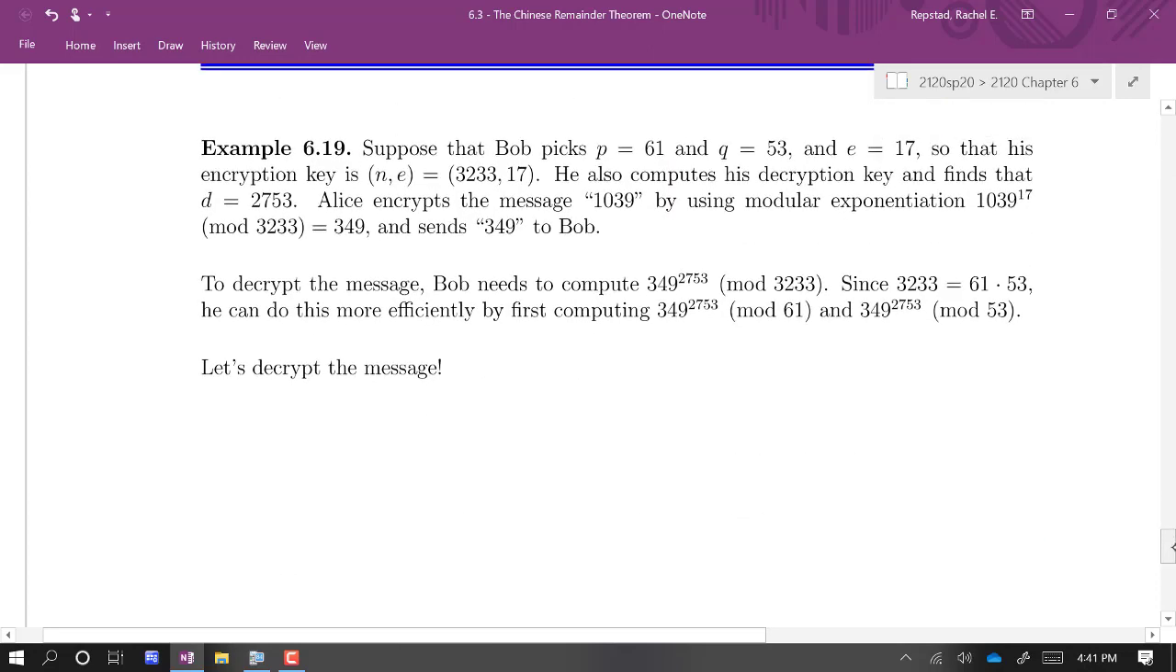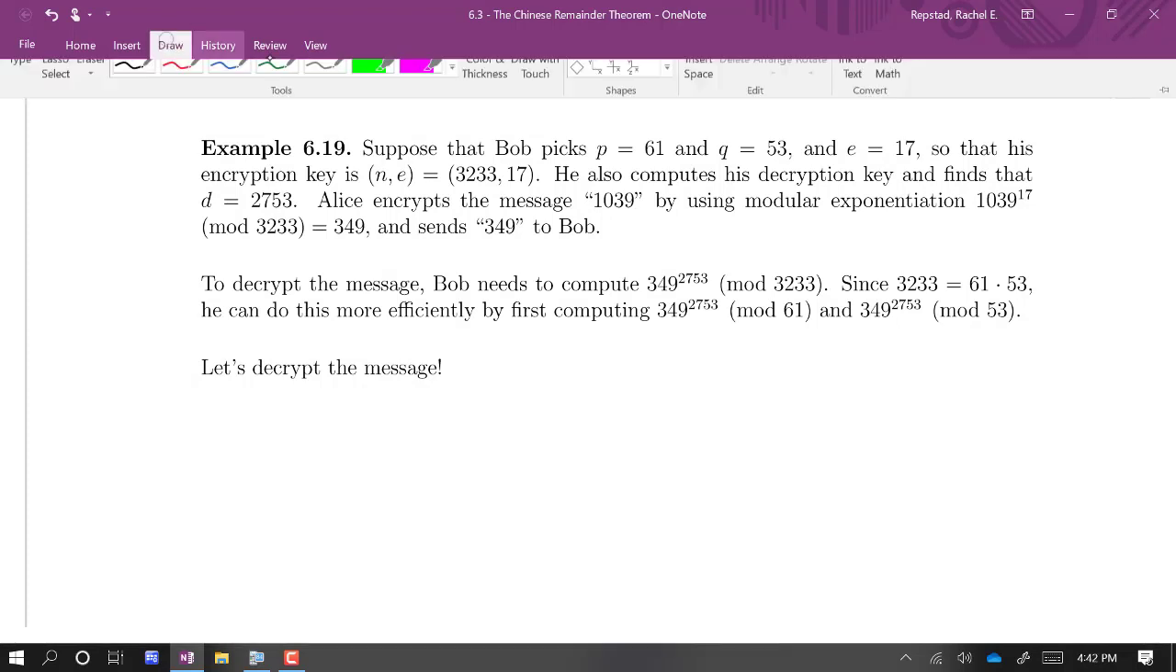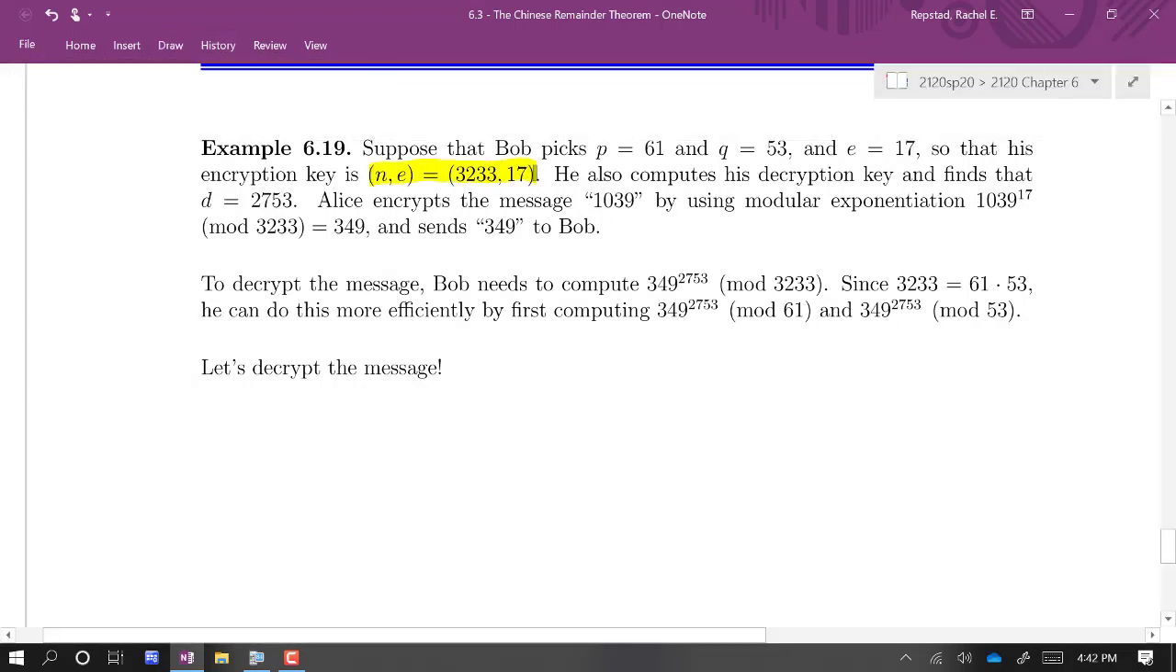So we're going to do a decryption example. Bob picks a couple of primes, 61 and 53, and his encryption key E is 17. So here's what he tells everybody. There's his encryption key. 3233 is the product, 53 times 61. And then he computes his decryption key. You recall we did that in the last section, right? D is just the inverse of 17 mod phi of n, and he finds that D is 2753.